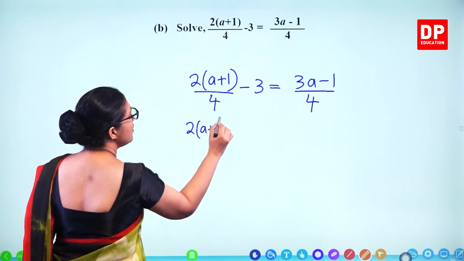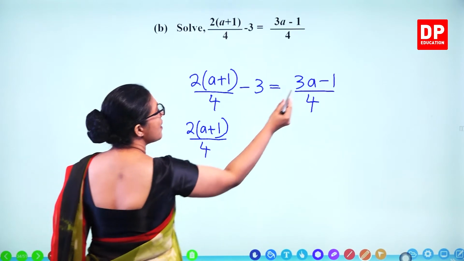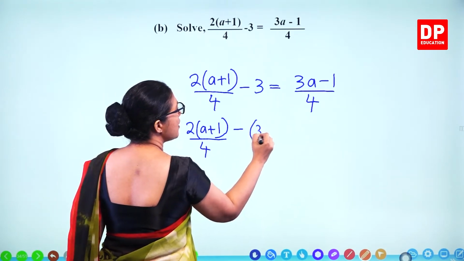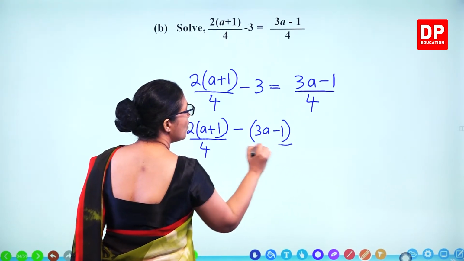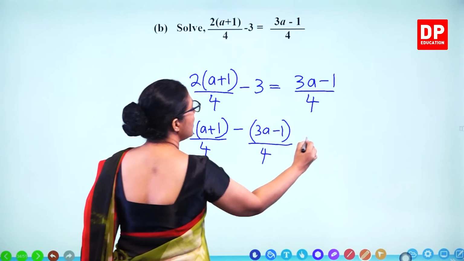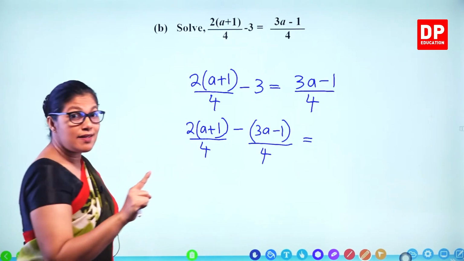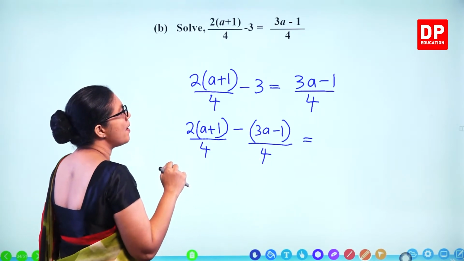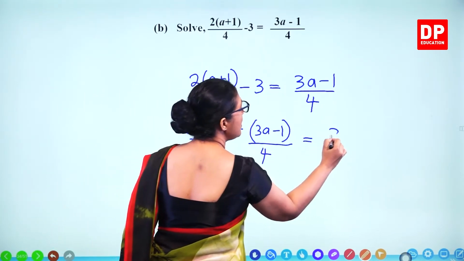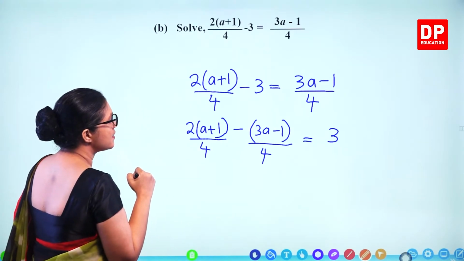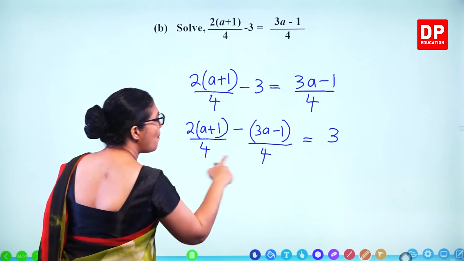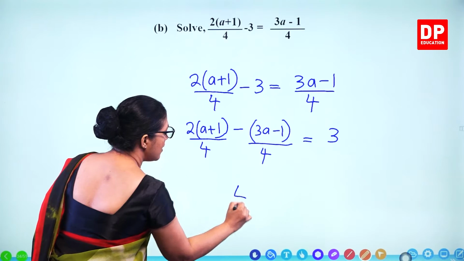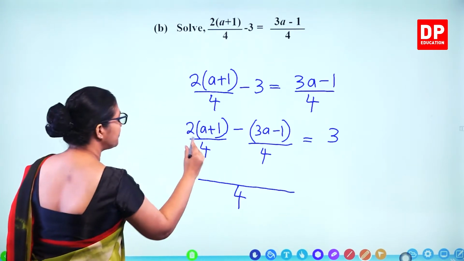2a plus 1 over 4. This whole thing is minus. Make sure that you put brackets now. It's easy. When it's minus, put brackets, then you know that you have to multiply by minus 1. Minus 3, take it to the other side, that's 3. Same denominator, you can just subtract the 2.